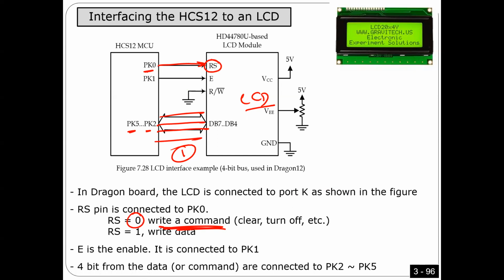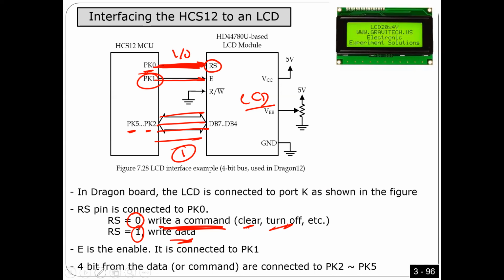As I told you, I'm going to explain later what commands you have. For now, we have clear, turn off, turn on, and so on. Also, if you put 1 here, that means what I'm sending is data to display. So again, very simple: we have 1 pin that can be 0 or 1 to tell the LCD if you are sending data or a command. The last thing here is 1 pin for enable, PQ1, as you will see right now how it works.